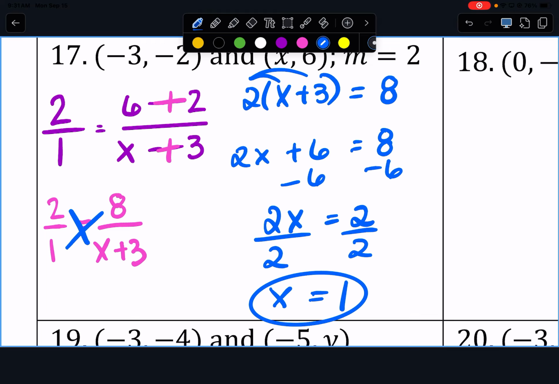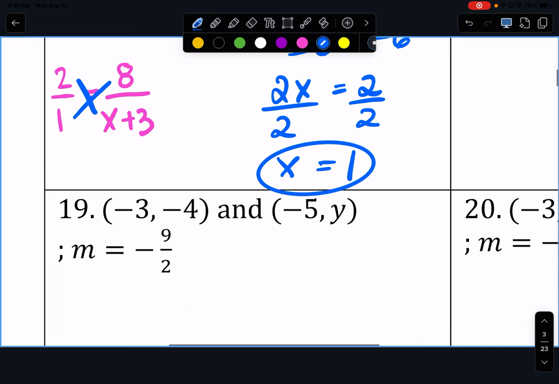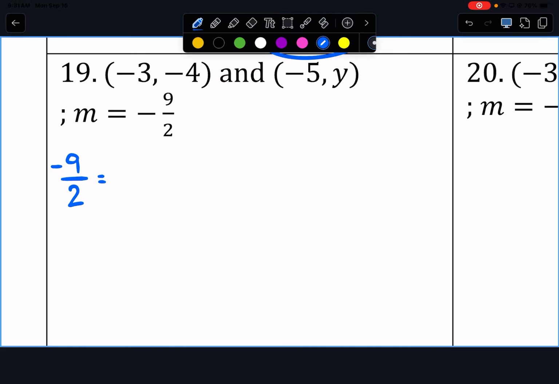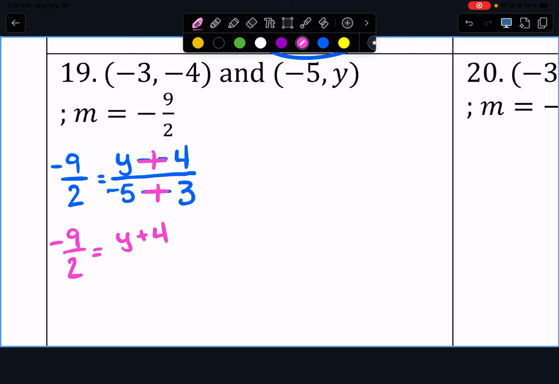All right, for question 19, okay, what is our slope? Equals, then my numerator should be what? y minus negative 4. And then our denominator should be negative 5 minus 3. Not just minus 3, minus negative 3. And when we subtract a negative number, so we get negative 9 over 2 equals y plus 4 over, what is negative 5 plus 3?